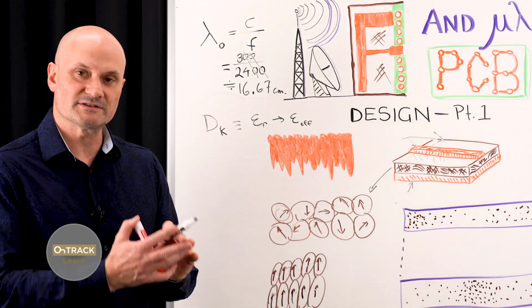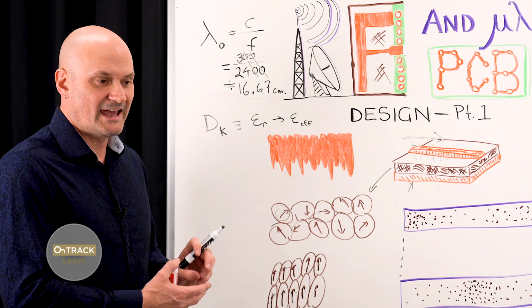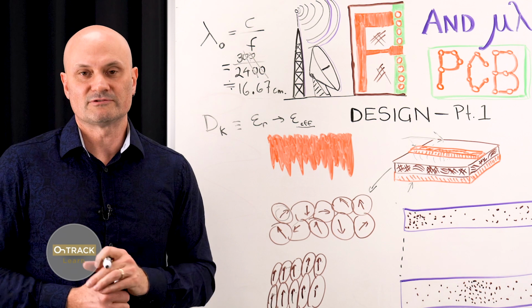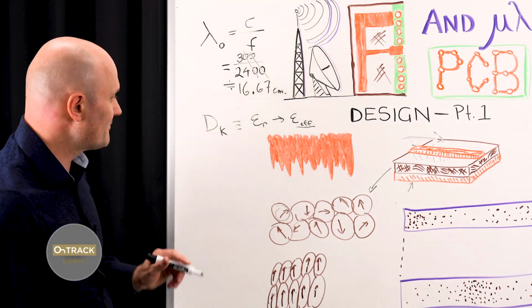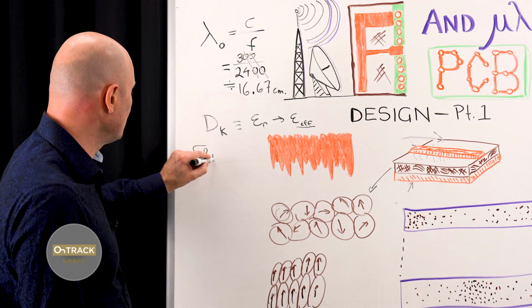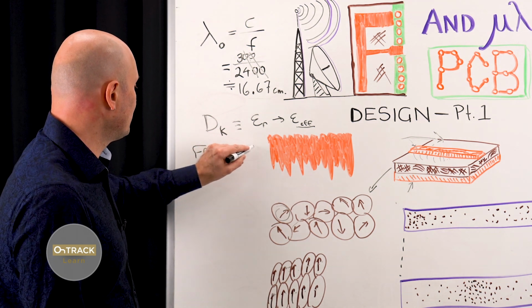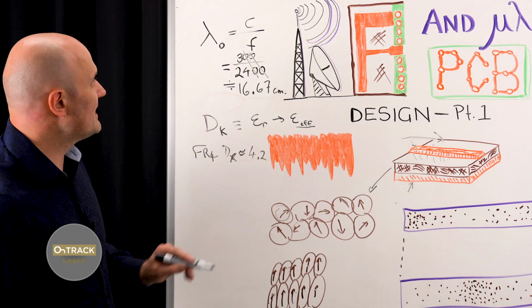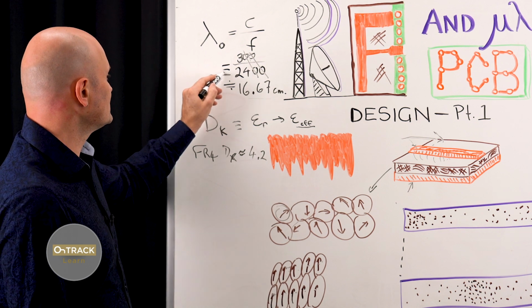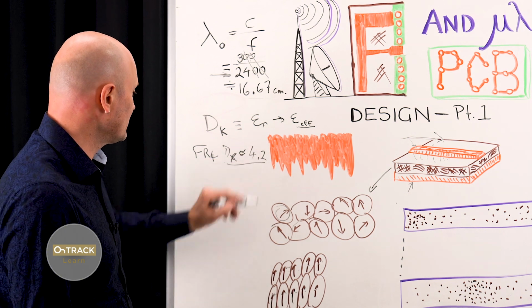This recognizes that this material is not just one solid homogeneous material, but a mixture of materials, resin and glass, and we kind of treat it like a homogeneous thing, and it has an effective dielectric constant. So let's say typical FR4 effective dielectric constant, dK for FR4, would be approximately 4.2. And then what's the wavelength of a 2.4 gigahertz signal on an FR4 PCB with an effective dielectric constant?